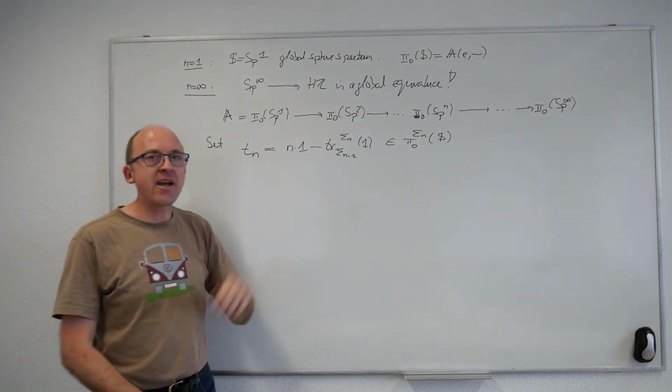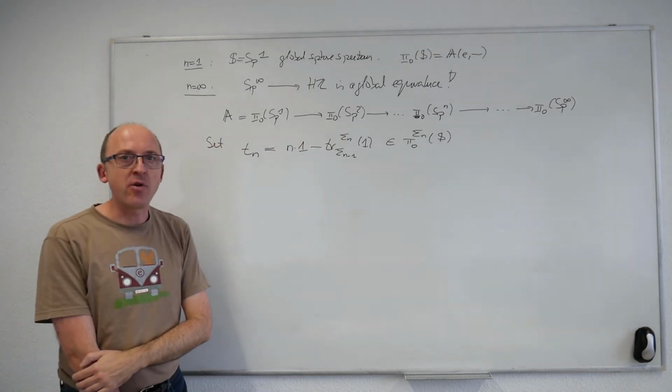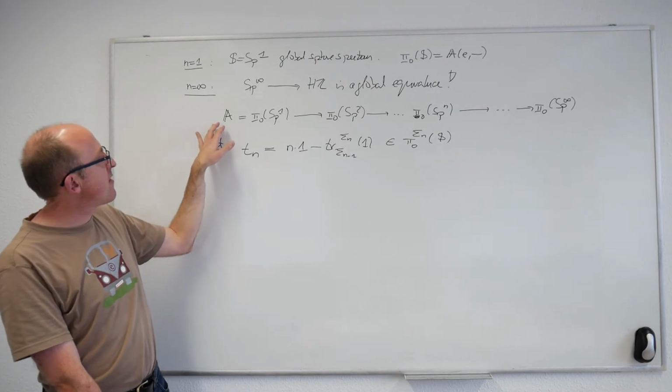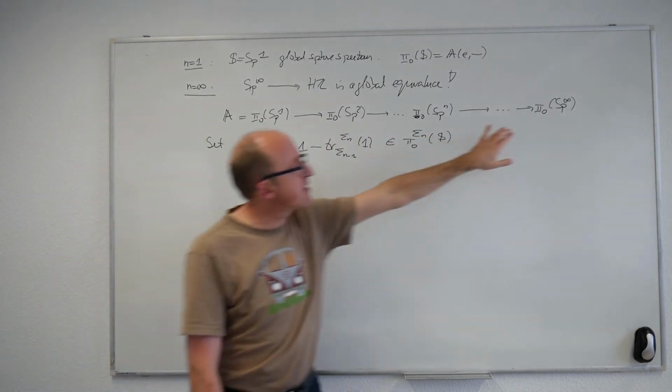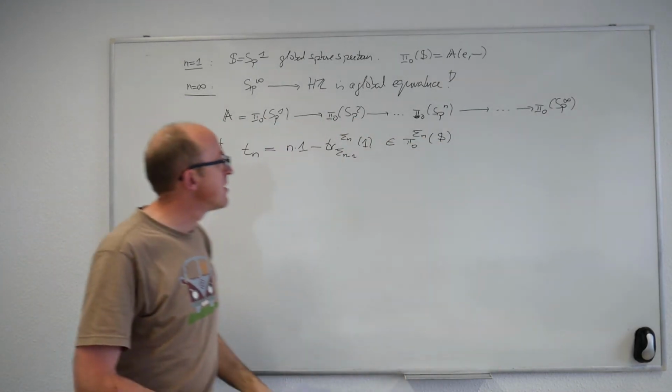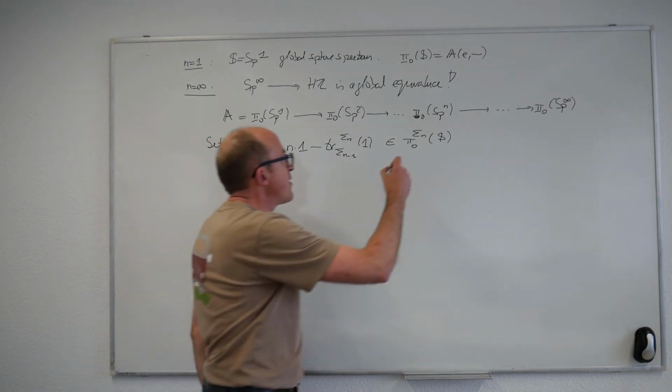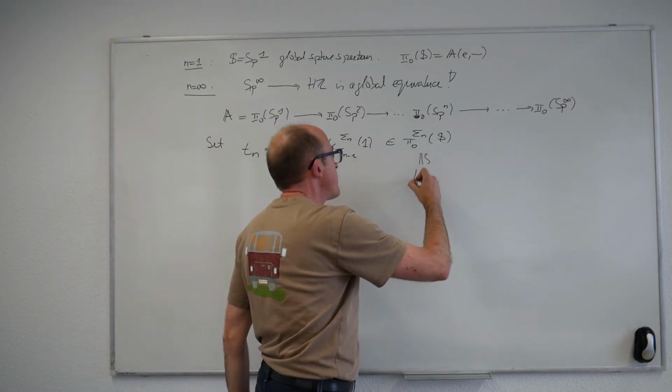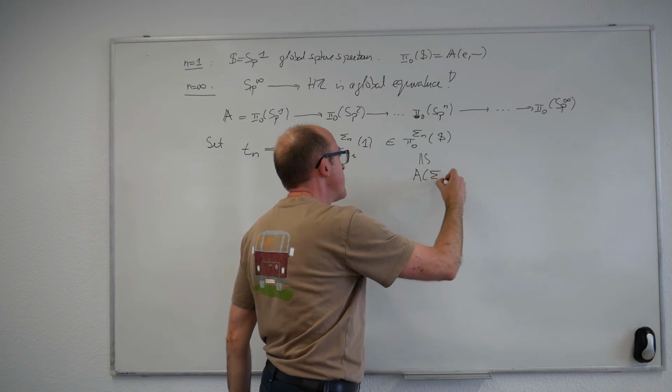This will actually lie in the augmentation ideal of the Burnside ring, as it should, because after all, the morphism from here to here is killing the augmentation ideal, at least on finite groups. So for finite groups, and sigma n is a finite group, this is equivalent to the Burnside ring.